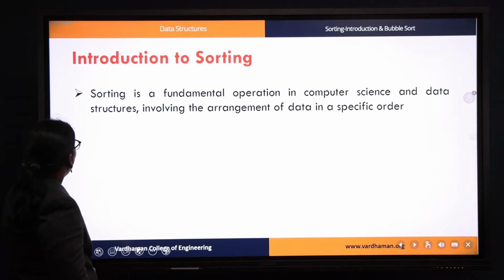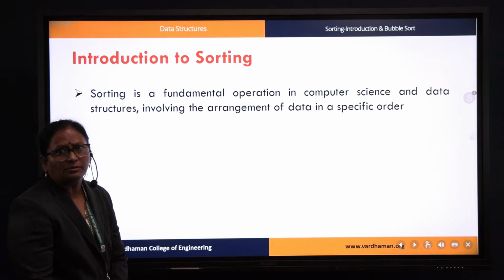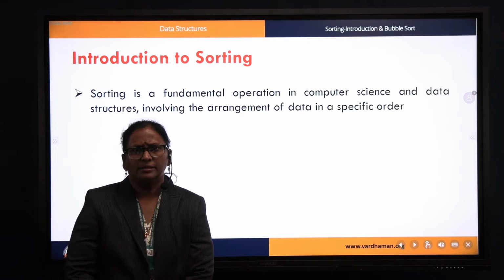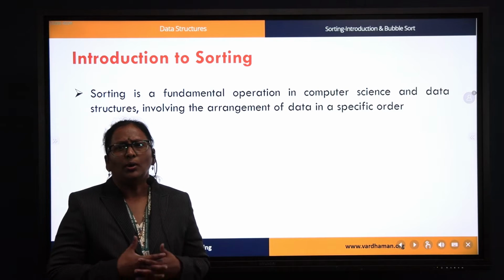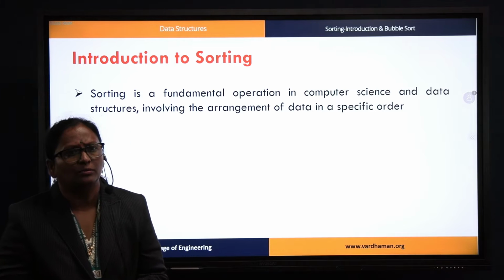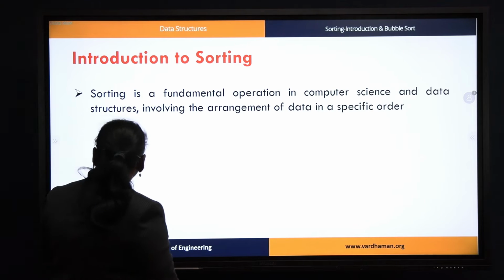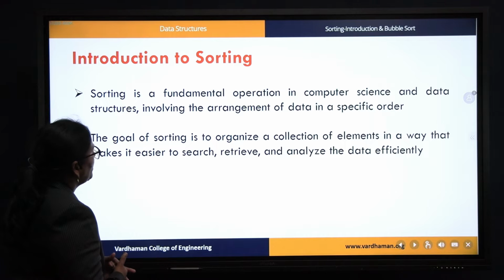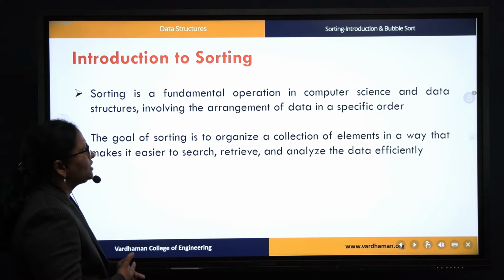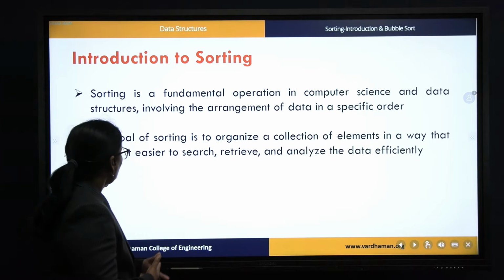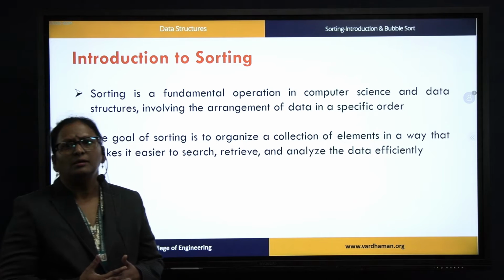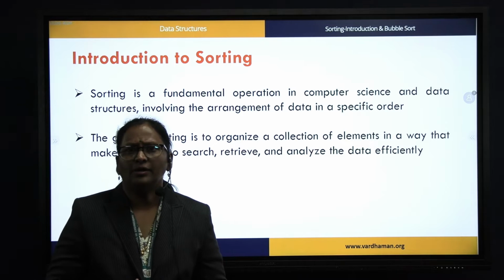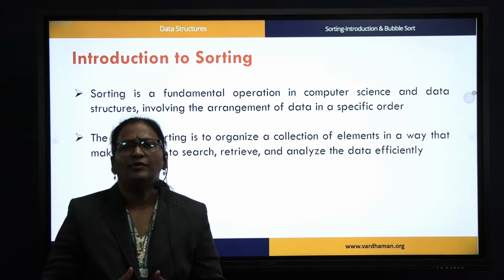Okay. Now, what is sorting? Basically, it is a fundamental operation in computer science, and we can also say that it is a fundamental operation in the data structure to arrange data in a specified order. The goal of sorting is to arrange the collection of elements in such a way that it makes certain operations such as searching, retrieving, and analyzing the data very effective.